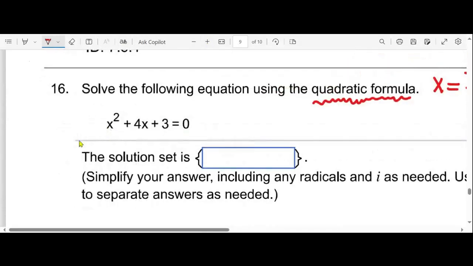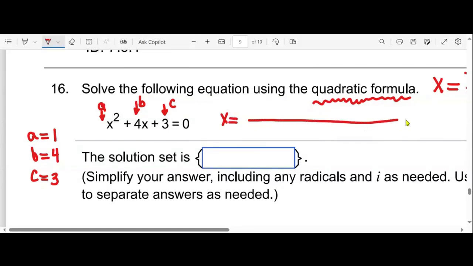So the question comes here. How much is a here? 1. How much is b? 4. c is 3. Okay, so a is the value here, this is b, and this is c. So I'm gonna apply the formula now. So x equals, then I'm gonna do it like this, right?